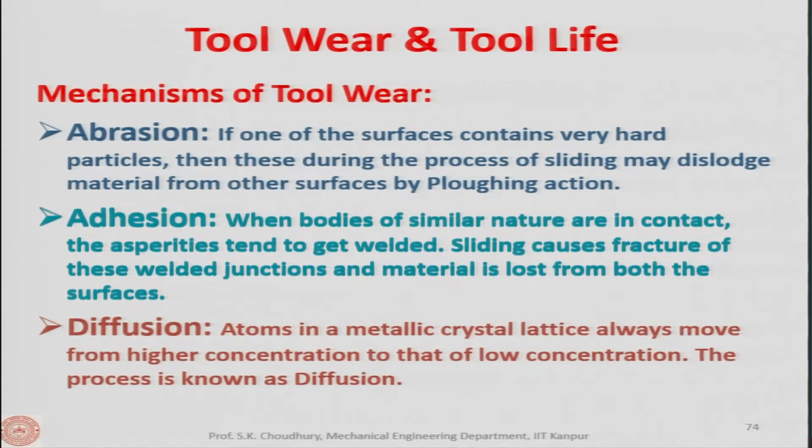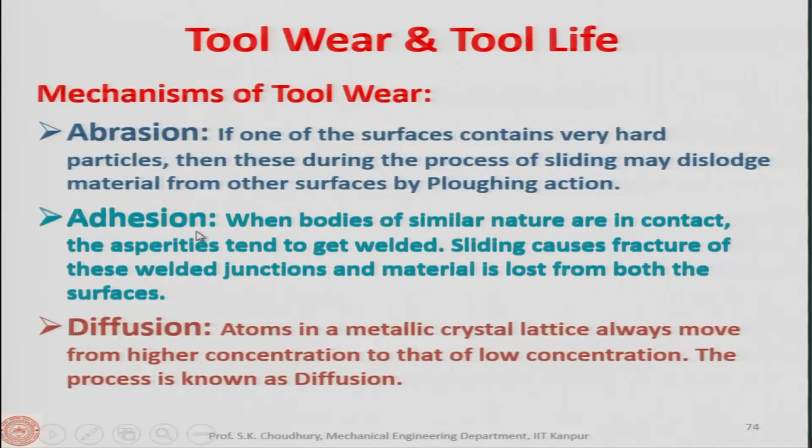Now, let me give you an example. Suppose you have a chalk which is sharp and flat at the other end, and you write something on the board. You will see the chalk wears out, because the board material has harder particles than the chalk material, and those harder particles of the board will abrade the softer particles in the chalk. Therefore, this mechanism is called abrasion.